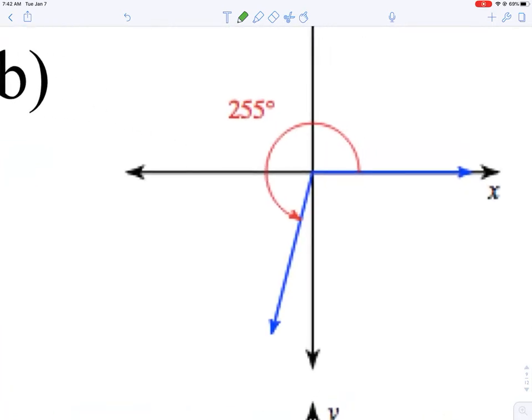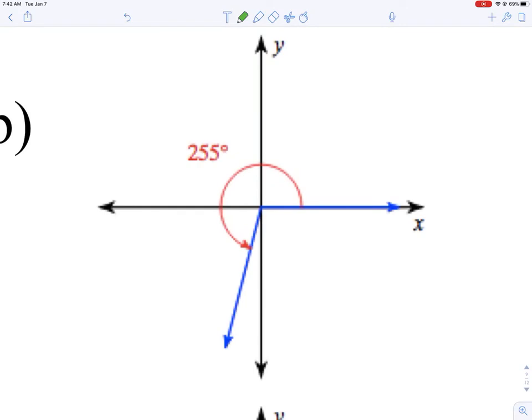All right, now we're in quadrant 3 for 255 degrees. So this is going to be our reference angle. And to find what that angle measurement is, we could think about subtracting 180 degrees from 255 degrees. So our reference angle ends up being 75 degrees.